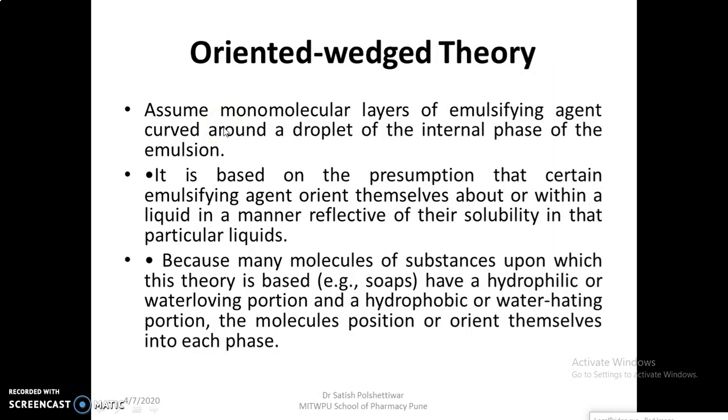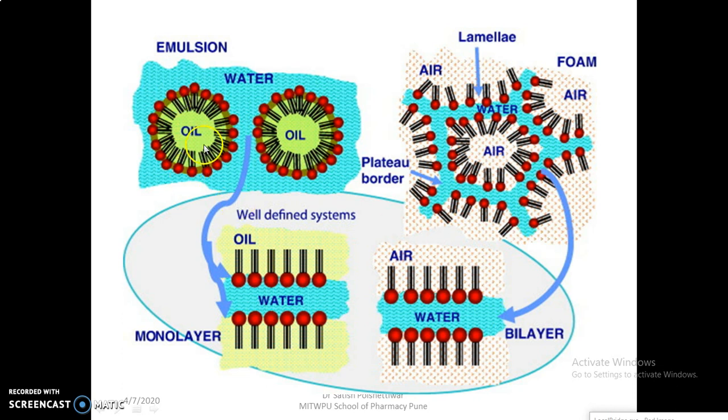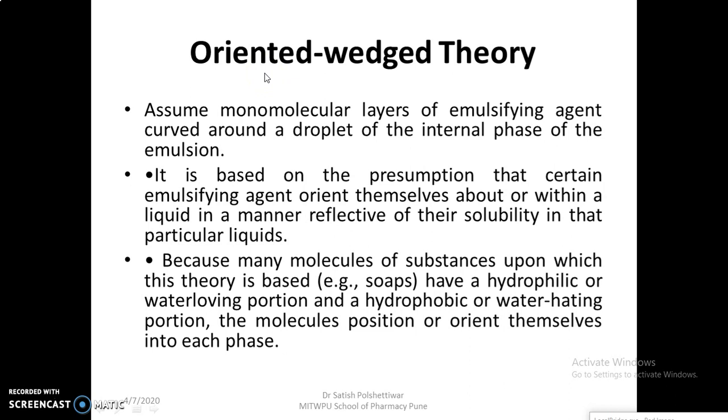Then another is oriented wedge theory. It assumes monomolecular layers of emulsifying agents curve around the droplets of the internal phase of the emulsion. It is based on the assumption that certain emulsifying agents orient themselves about or within the liquid in a manner reflective of their solubility in that particular liquid. Many molecules of substances upon which this theory is based, for example soaps, have a hydrophilic, water-loving portion and a hydrophobic, water-hating portion. These molecules orient themselves in each phase. Like this, having both hydrophilic and lipophilic parts, they will orient like this. That is called oriented wedge theory.